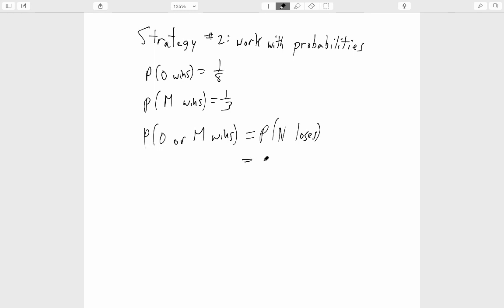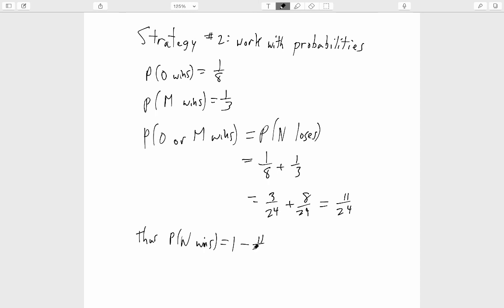The probability that Ohio State wins or Michigan State wins equals the probability of a union, but that's a union of mutually exclusive events. It cannot be that both Ohio State and Michigan State win, so the probability that Ohio State or Michigan State wins, the probability of the union, is just the sum of these individual probabilities. That equals 3/24 plus 8/24, which is 11/24. That's the probability of Nebraska losing, and therefore the probability that Nebraska wins equals 1 minus 11/24, which is 13/24.